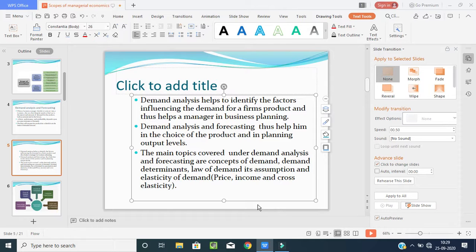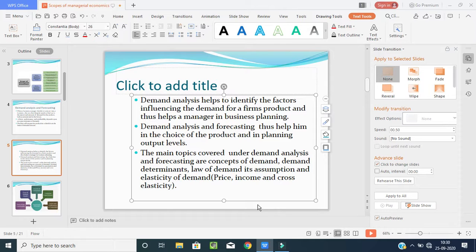Next, demand analysis and forecasting does help him in the choice of the product and planning output levels. That means it will help the manager in the choice of the product. What product should he choose, which is in demand? How can it be done? By collecting the primary data. All these things will come, and in planning output levels, he should plan it at proper output levels.